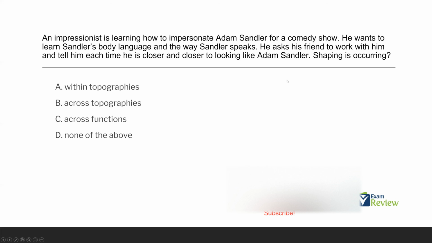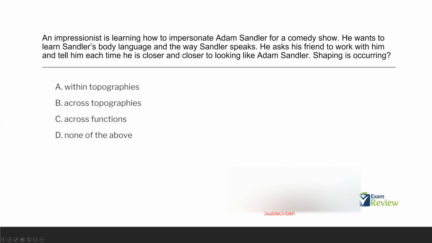So what is shaping? Shaping is reinforcing approximations of behavior, closer and closer approximations to the behavior we want to see. Now, we can shape across topographies and within topographies. We can change dimensions of behavior. All kinds of things can be done with shaping. Shaping is very powerful. In this case, we need to identify what kind of shaping we are using. What's the goal of the shaping procedure?